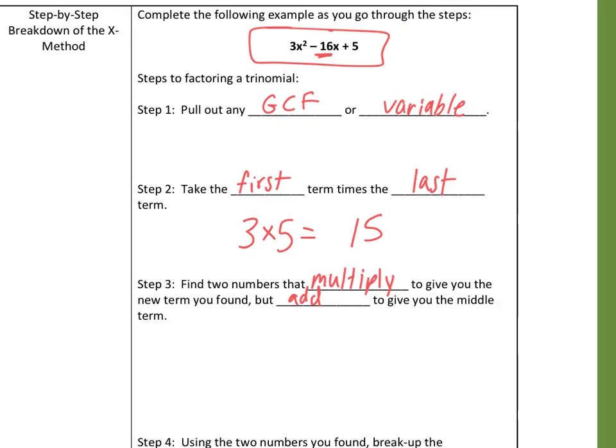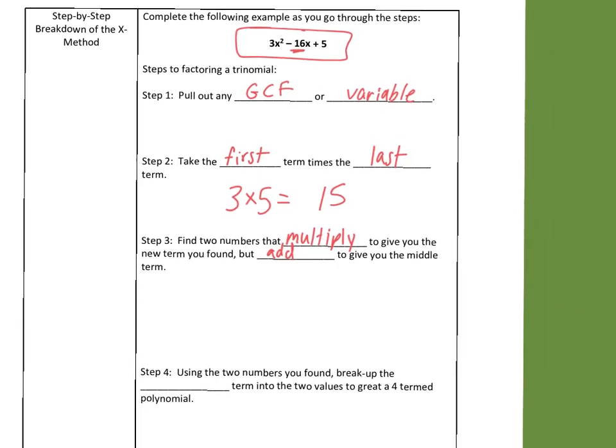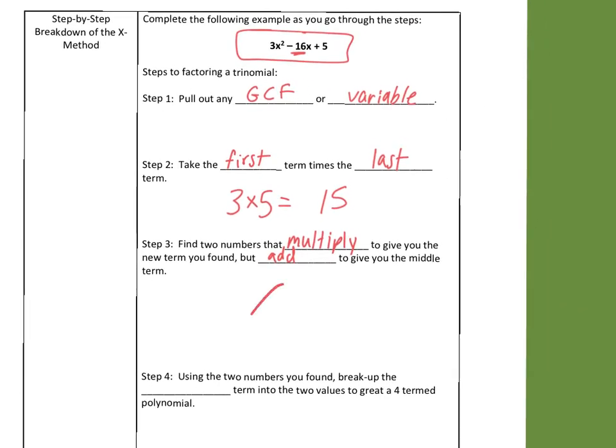What's my middle term on this one? Negative 16. So here's my x. Here's what I'm doing. Draw your x. 3 times 5 we said was 15. That's our multiply number. And then we said our middle term is negative 16. So that's the first thing I do. Now I start playing with my calculator and trying to figure out the factors on this one.